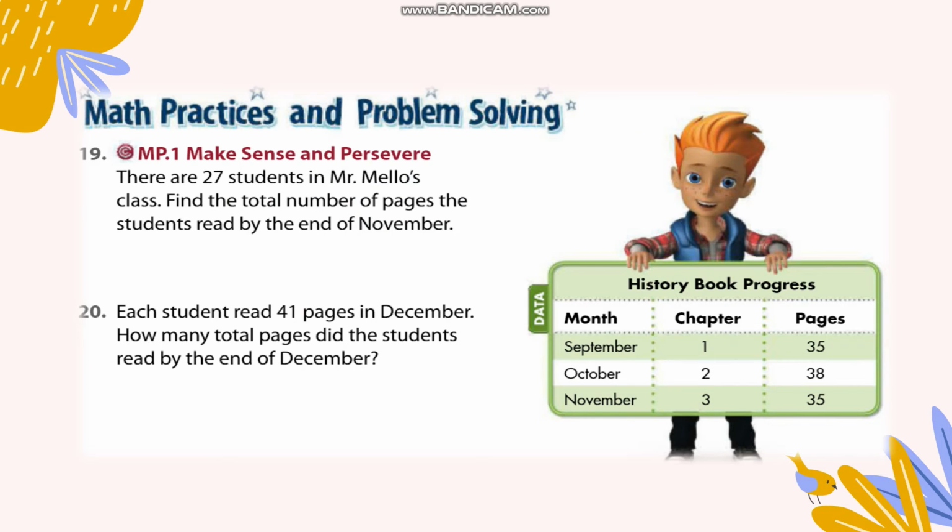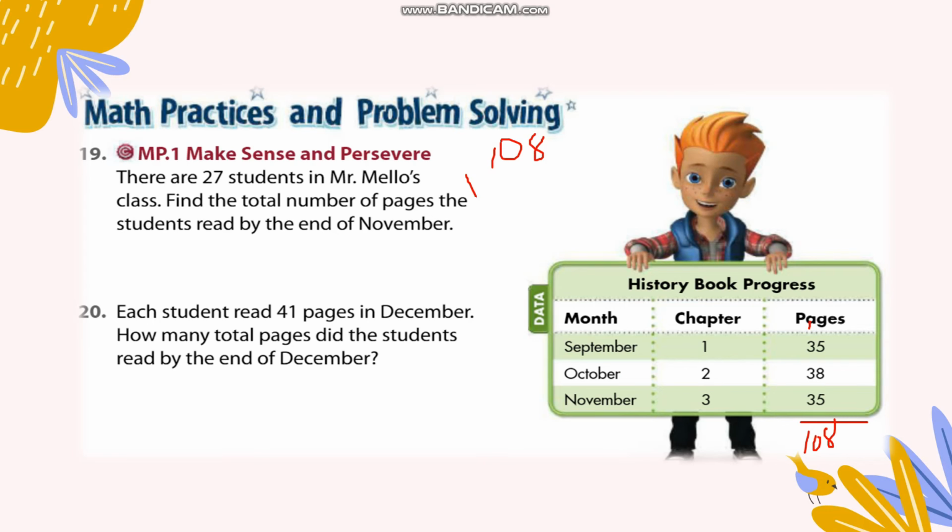Number 19. There are 27 students in Mr. Mello's class. Find the total number of pages the students read by the end of November. So if I'm going to add all the number of pages, this becomes 18, regroup 1, 3, 6, 9, 10. So the answer is 108 pages.